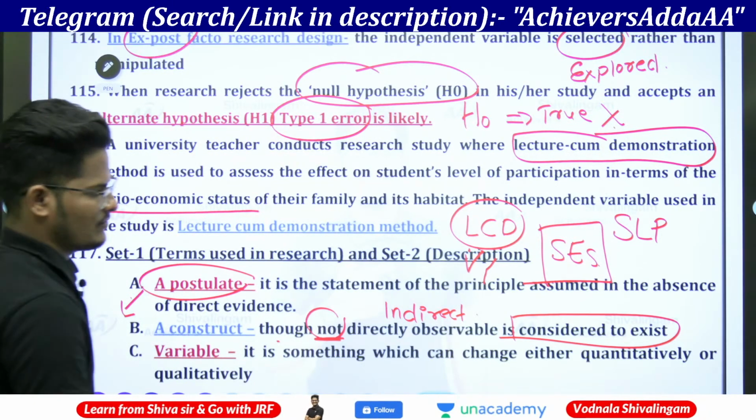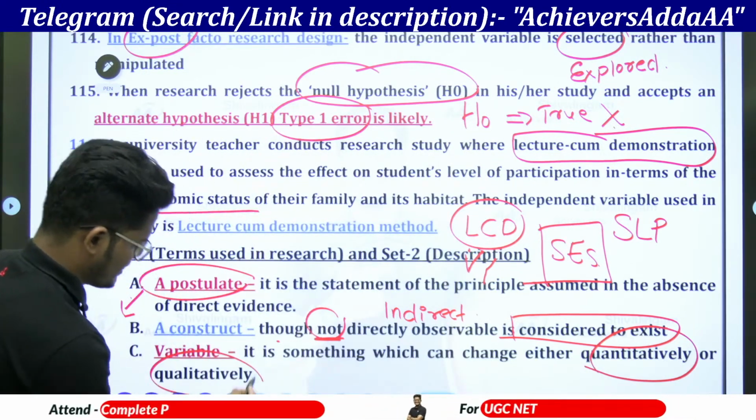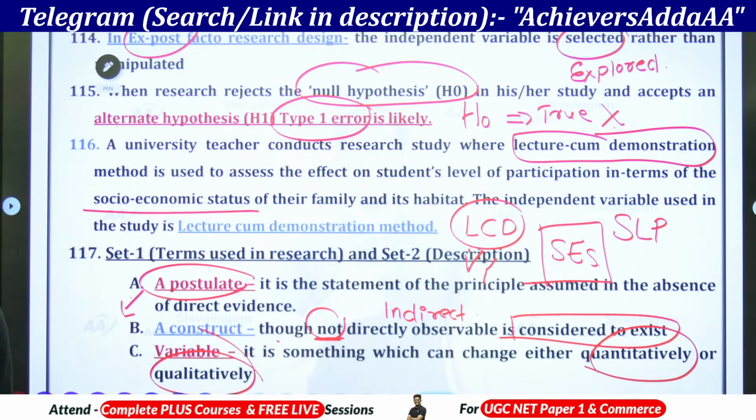A variable is something which can vary over a period of time. It could be a quantitative variation, it could be a qualitative variation. Any variation it could be.